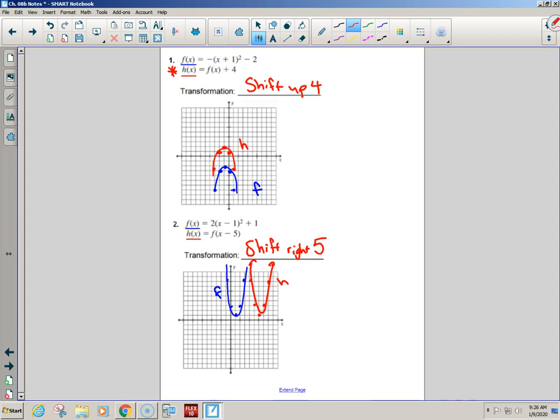Otherwise, tomorrow, Andrew and Jeremy will switch. But let's try it for a little bit more today and see if we can stay there. I shift each one right 5, right 5, right 5, right 5, label the F and label the H. Do you guys follow those directions?